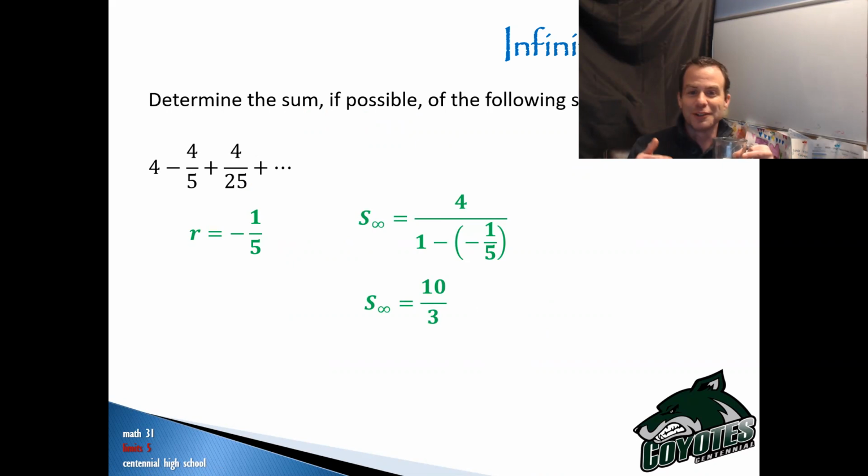Just in case you're wondering where that 10 over 3 came from, I'm sure you guys are fine with what just happened, but just in case you're not, 4 divided by 1 plus 1 over 5 is 4 divided by, I called that 5 over 5, so that's 6 over 5. So I've got 4 divided by 6 over 5, which is 4 times 5 over 6, which is 20 over 6.